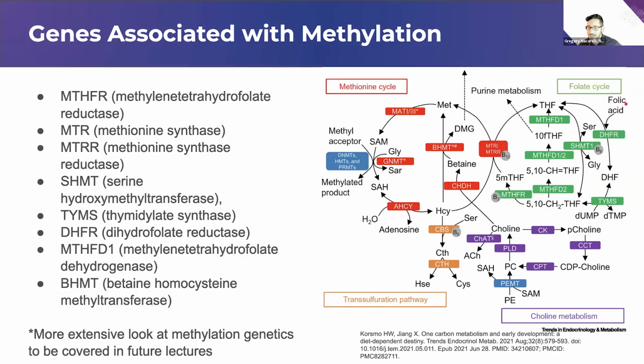So folic acid from our diet or from synthetic folic acid will have to go through this enzyme to make dihydrofolate, which then will further go through the rest of this cycle. So that's a big one. Methylenetetrahydrofolate dehydrogenase, MTHFD1, is here, again part of this folate production cycle. Also, betaine homocysteine methyltransferase, BHMT, another important one, will serve to do this alternate pathway.